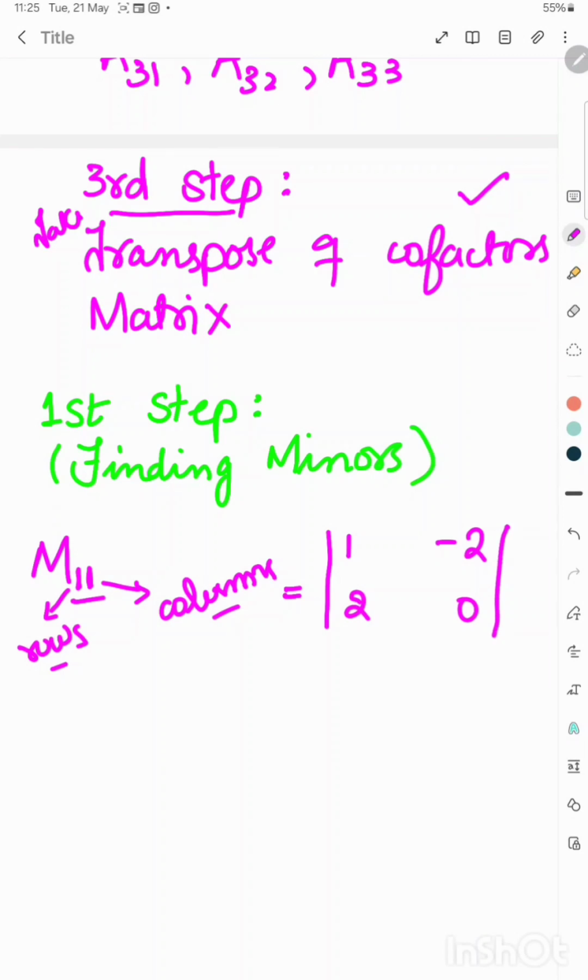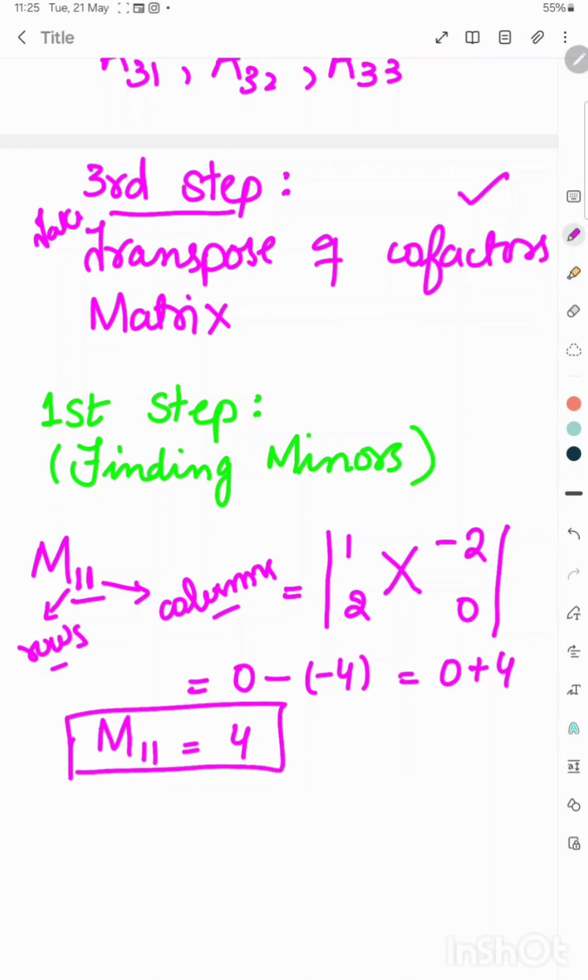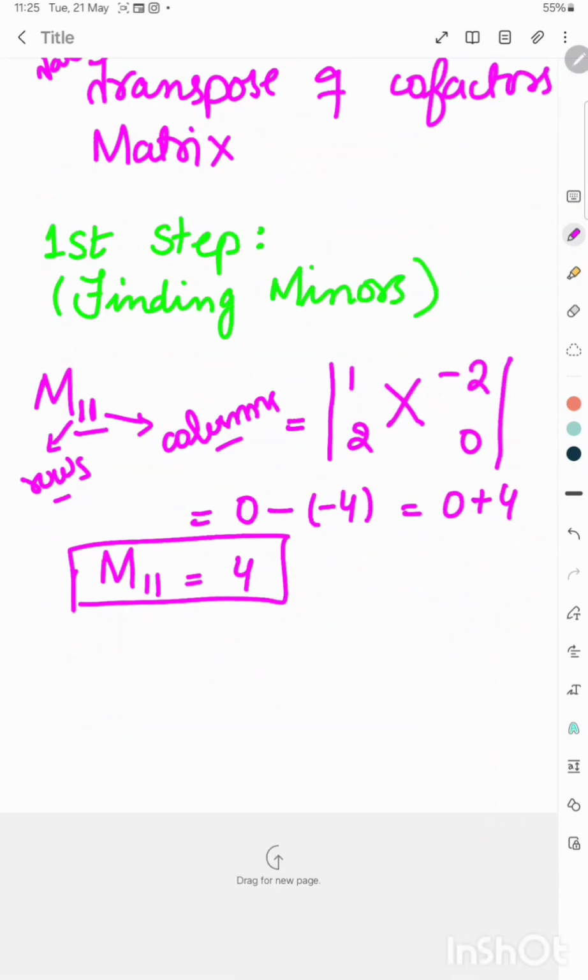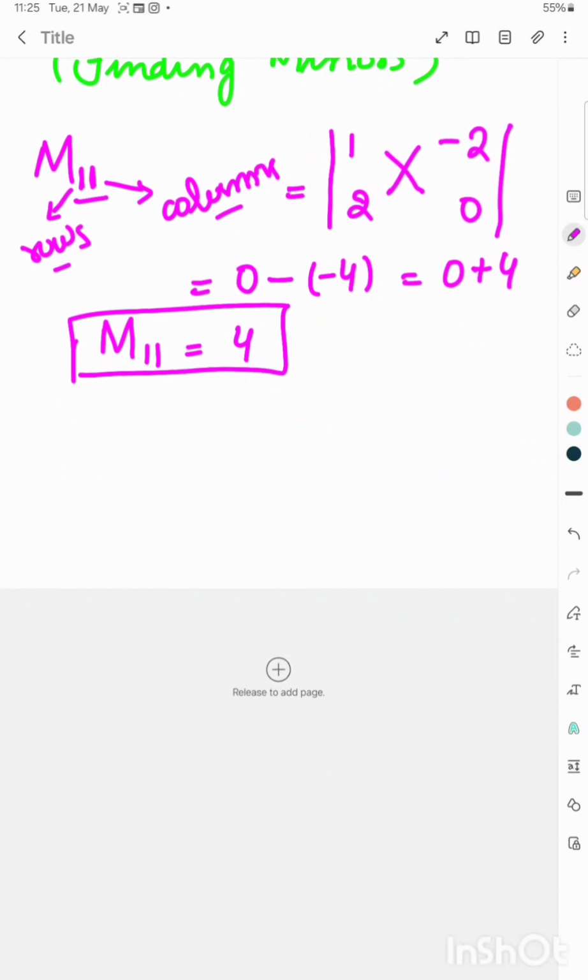So how will I solve this? Just cross multiply and put the negative sign between them. So 1 times 0 is 0 and minus 2 multiplied by minus 2 is minus 4. So what I get here is 0 plus 4, which is equal to plus 4. So my first minor is 4. Okay. Now I will solve for my second minor.